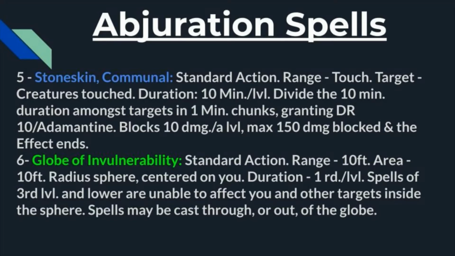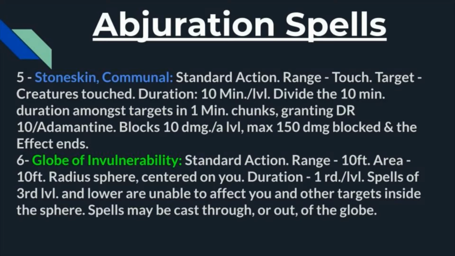You divide the 10-minute duration amongst targets in 1-minute chunks. So by the time you're level 15, well, that's 150 minutes that you can divide up amongst everybody, and you divide it in, again, 1-minute chunks. So you can get everybody a generous amount of time with this added protection.